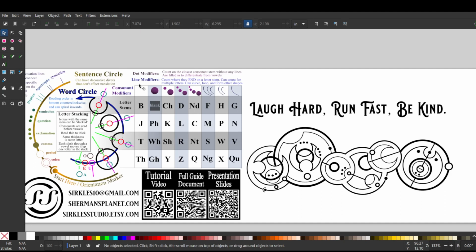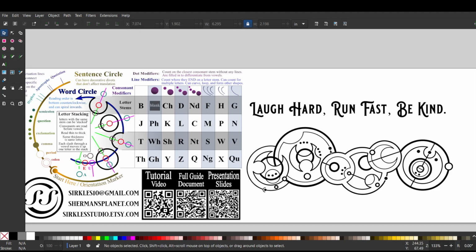So there's dot modifiers and line modifiers, and lines only count where they end on a letter stem, so this thick line passing through the L doesn't count. And then there's an A attached or stacked onto the L, so it's in the same letter stem. Because it's directly in line with the L, it is stacked, and consonants are read before vowels when letters are stacked, so L-A. And then we have another vowel, and that vowel is not stacked, it's just by itself, and it has a line going outwards, away from the word circle. So this thick line here is actually just the line modifier from the U.